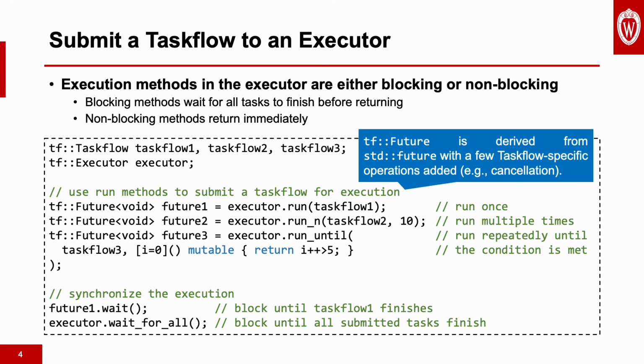When you submit a taskflow for execution using the run functions, you get a tf::Future, which is derived from std::future, with a few Taskflow-specific operations added, such as cancellation and so on. Then, you can use future.wait to block until that taskflow finishes, or executor.wait_for_all to block until all submitted tasks finish.